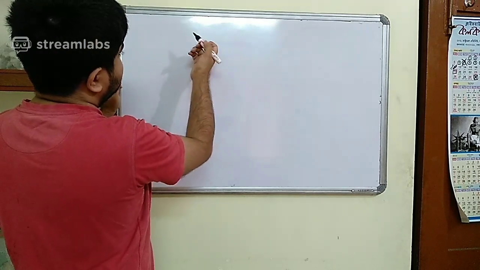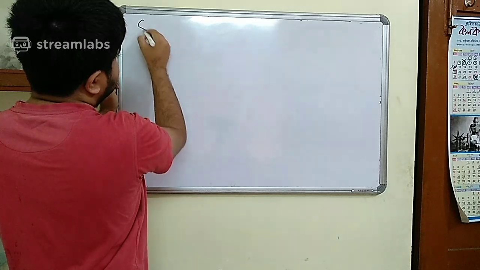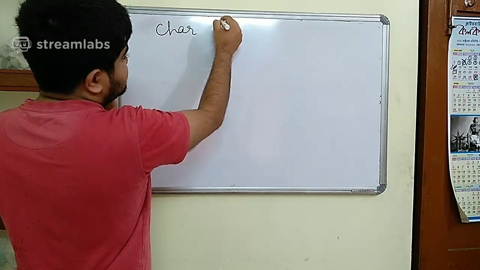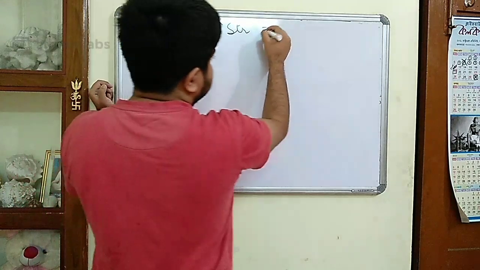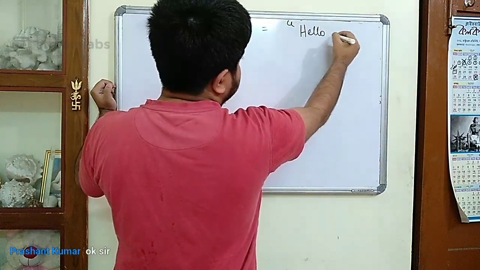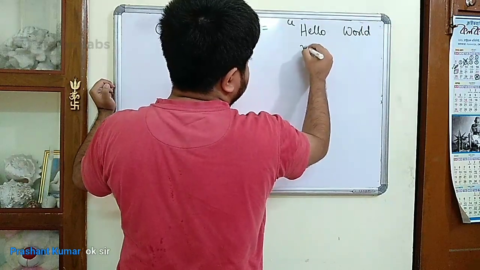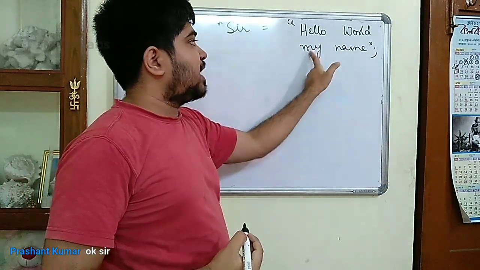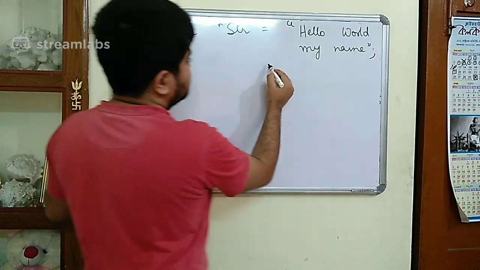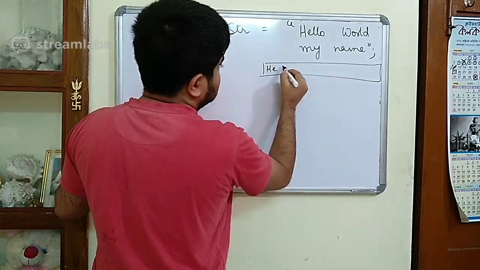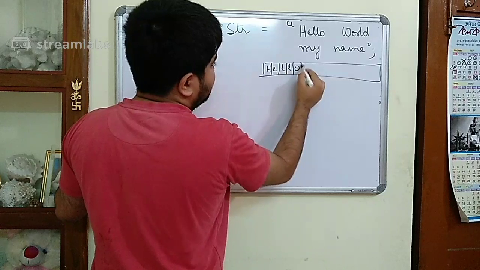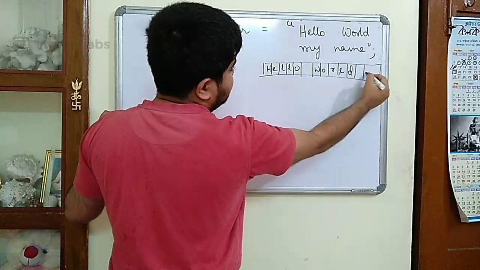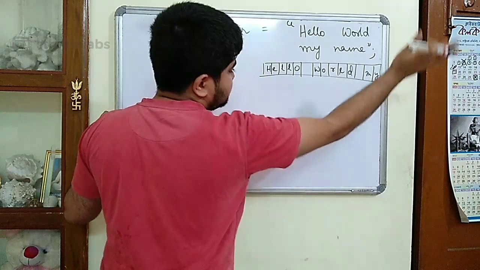Now over here, say suppose I have a string. Let's take char star str is equal to hello space world space my space name, right? So over here we have something like this. We have hello, we have a space in between, this is a space, we have world, we have space, then we have my name, and followed by there is a space, and this goes on, right?